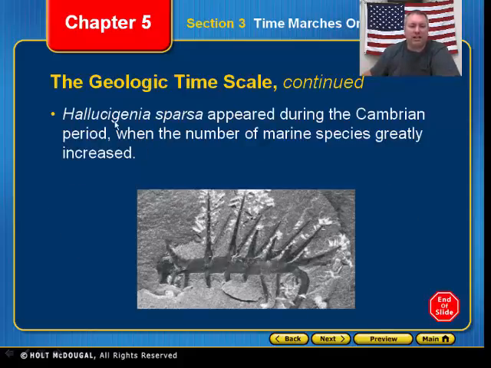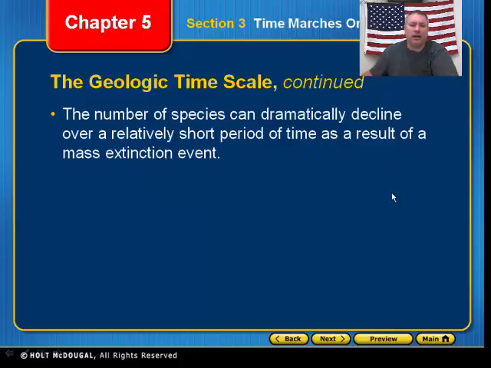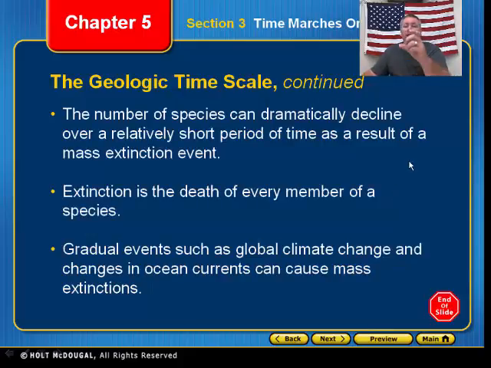If you look at this, this is the Hallucigenia sparsa. It appeared in the Cambrian period when the number of marine species greatly increased. So this is a fossil that we saw that happened when marine fossils greatly increased. Now, we can see when they dramatically increase. We can also see when they dramatically decrease.